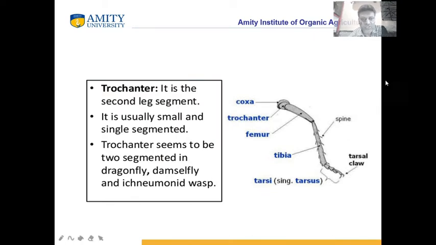The second segment of the leg is known as the trochanter. It is small and single segmented. Sometimes it appears as 2 parts in some different orders, like in dragonfly and damselfly. It appears that it is divided into 2 parts. So this is also an important organ which controls the movement of other parts, and also provides the speed of the movement of the other parts of the leg.